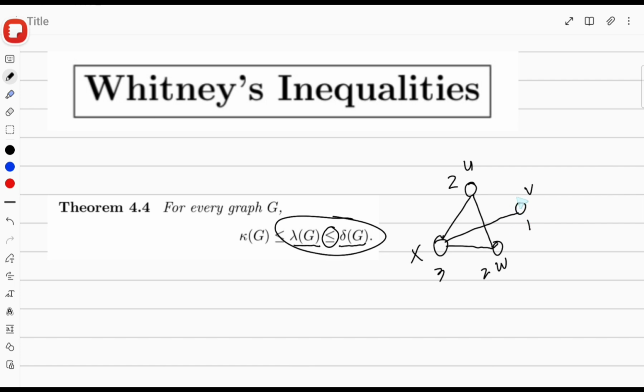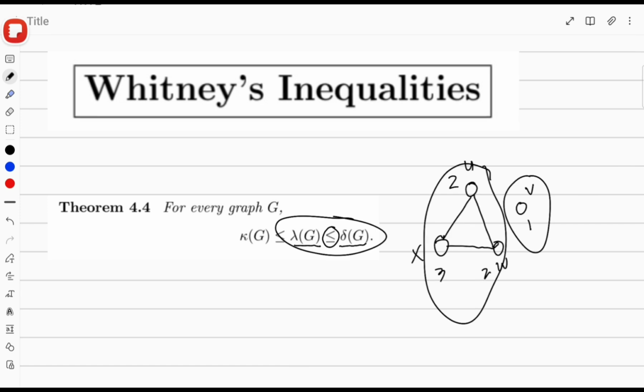The minimum degree, which is the V1, removing all edges incident to V would isolate V. So if we remove this one, we already have two components, which is this one and the isolated vertex V, and it disconnects the graph. So we have the disconnected graph. Therefore, at most the minimum degree, or at most delta of G edges, are needed to disconnect the graph. So this one is already true.